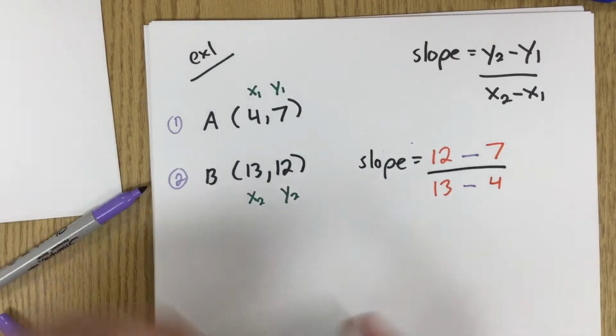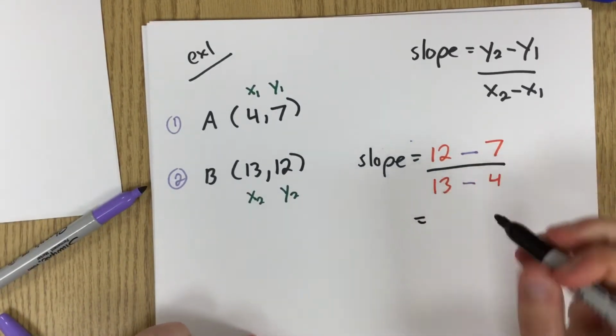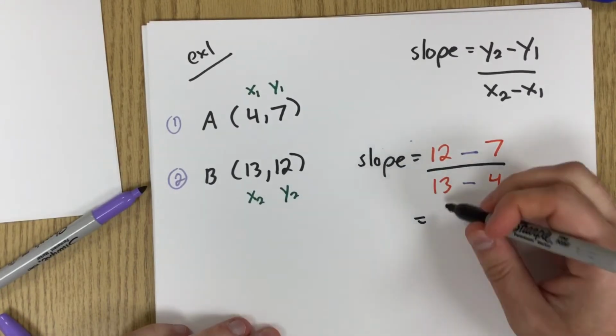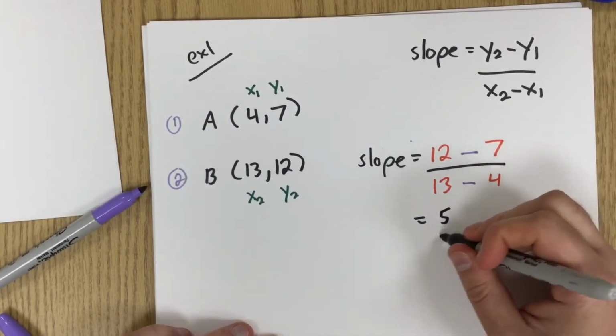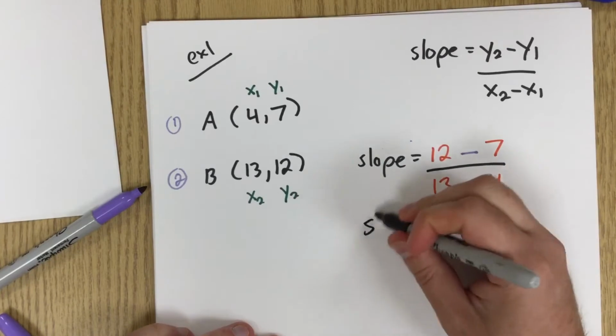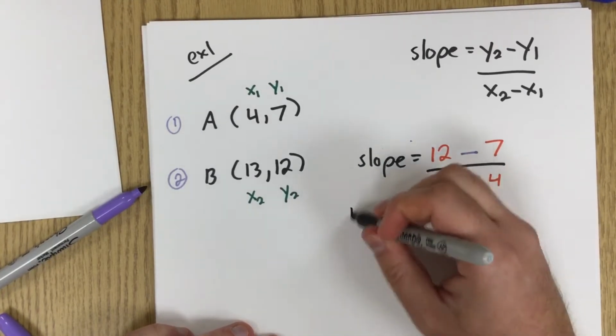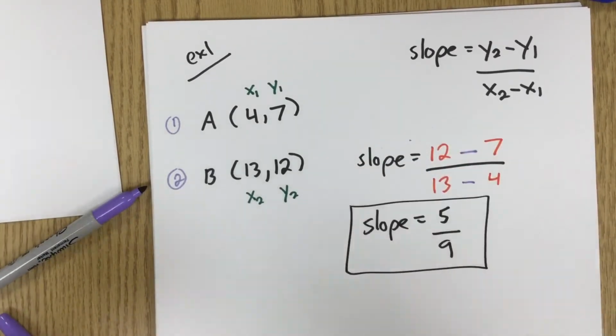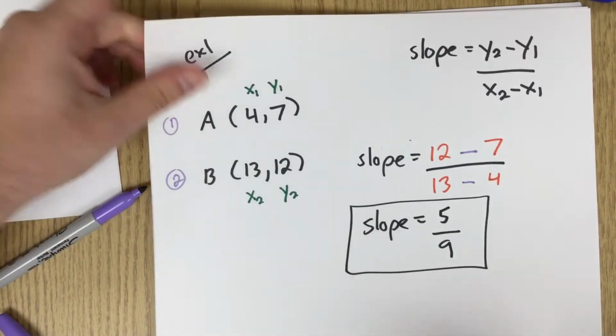Then we put that all together. So 12 minus 7 is 5. 13 minus 4 is 9. And the slope between those 2 points is 5 over 9. That's it.